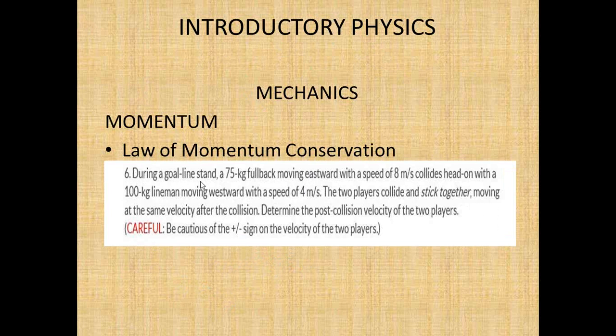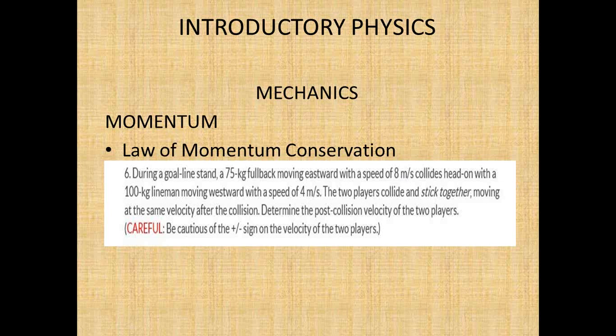During a goal line stand, a 75 kilogram fullback moving eastward, so moving from left to right, eastward. Okay, so this is a fullback, moving with a speed of 8 meters per second. And he collides head-on with a 100 kilogram lineman moving westward with a speed of 4 meters per second.